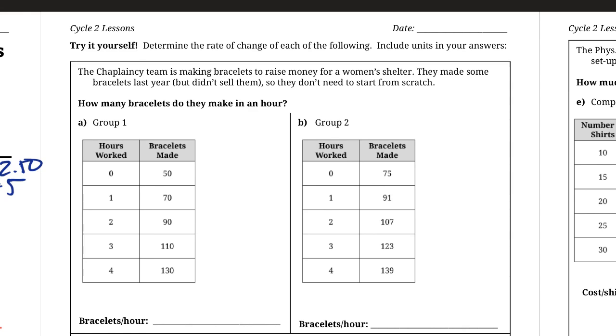So what we need to do here is we need to find out how much it goes up by each time for the hours worked. What does it go up by? And what does it go up by for the bracelets each time? Those are the things we're going to end up dividing. Remember, the answer we're looking for is bracelets per hour. So you're going to divide whatever goes up on this side, the bracelets, by the hours on this side. Okay? And you could do the same thing for group 2 over here and the rest of the problems. Okay? Good luck.